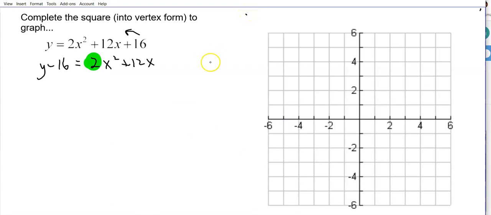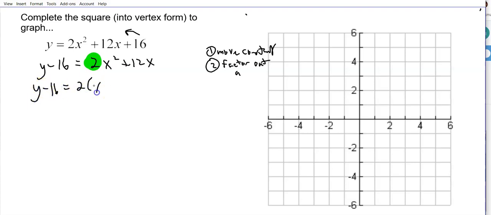So I think the steps you need there are: step 1 is move the constant, step 2 is you're going to factor out the a value, and step 3 is complete the square. So let's go: y minus 16 equals 2 times x squared plus 6x.